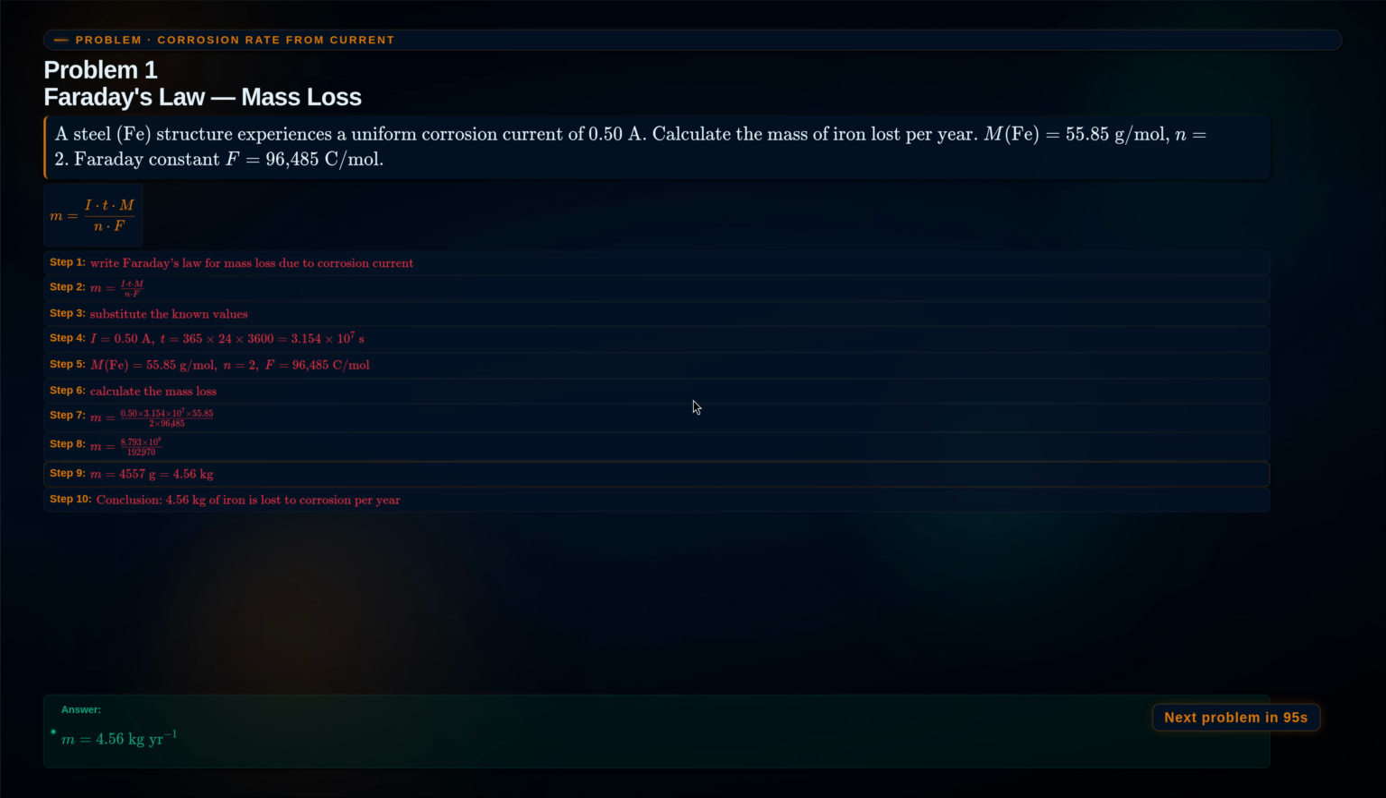Step 2. Substitute the known values. I equals 0.5 amperes. t equals 3.154 times 10 to the 7 seconds per year. M of iron is 55.85 grams per mole. n equals 2. F equals 96,485 coulombs per mole. Step 3. Calculate the mass loss. The result is 4,557 grams, which is 4.56 kilograms. So 4.56 kilograms of iron is lost to corrosion per year.